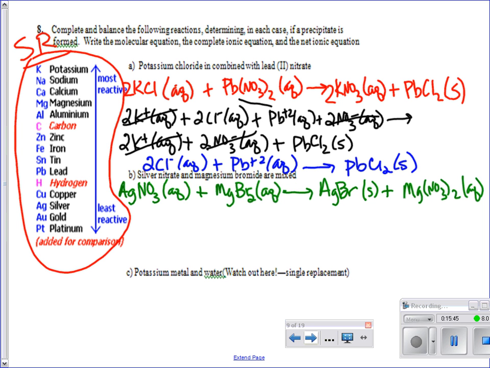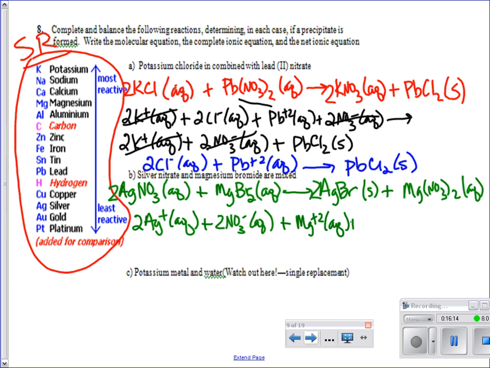All right, do we need to balance this? I think we do. I see 2 Br, so I'm going to make 2 Br. That makes me need 2 silvers, and that takes care of my nitrates. All right, so 2 Ag+ aqueous, plus carry that 2 over to the nitrate. I meant to change colors. Darn it. Plus, can I split up magnesium bromide? Yep, Mg2+ aqueous plus 2 Br-.